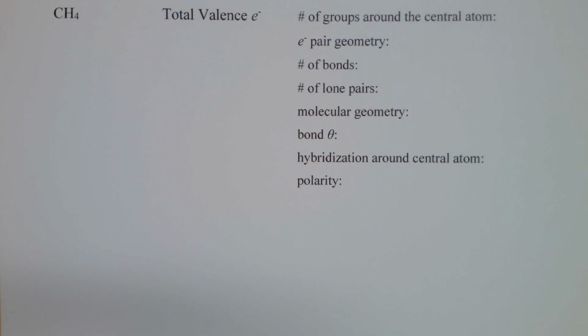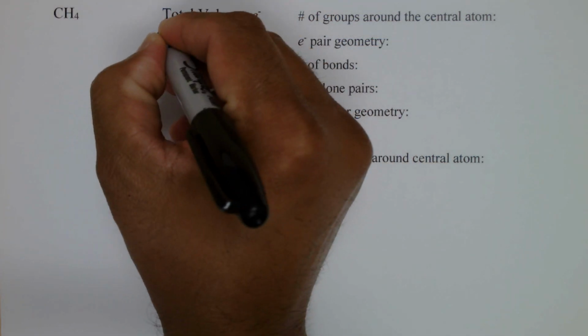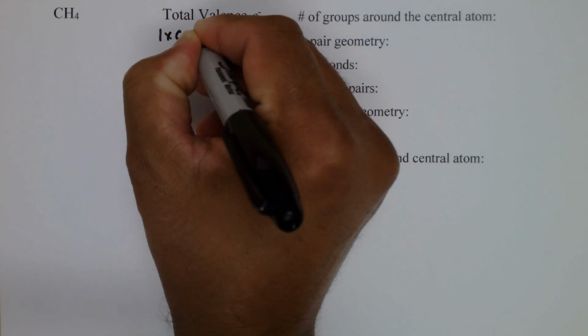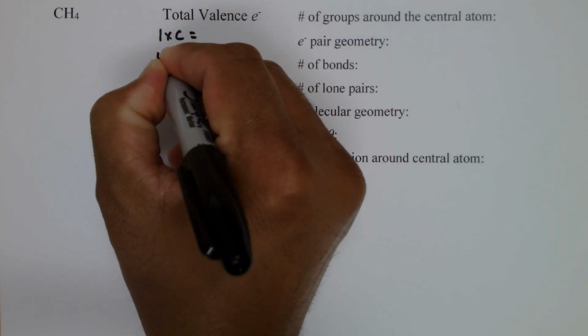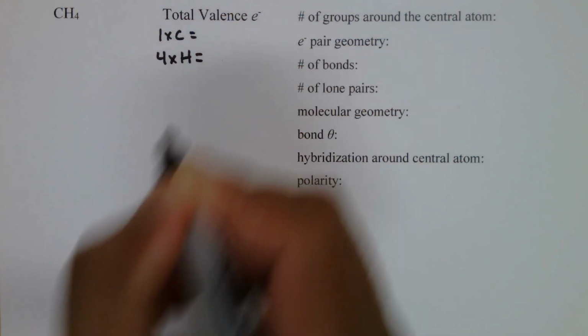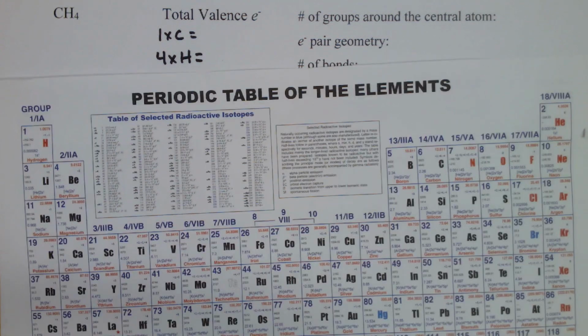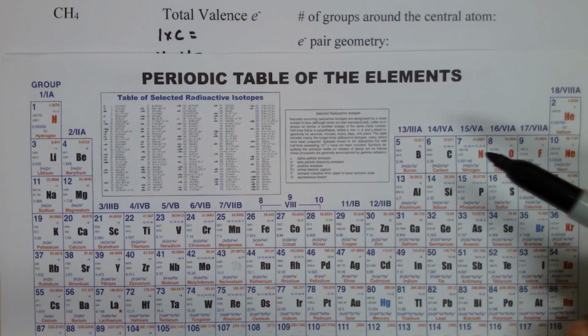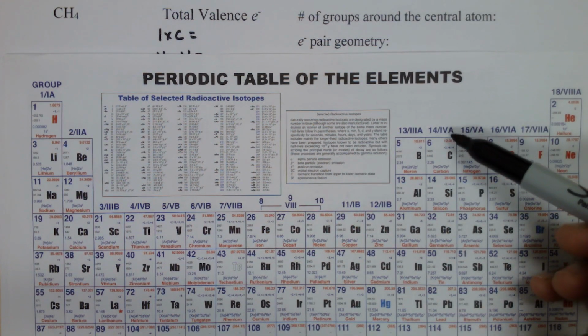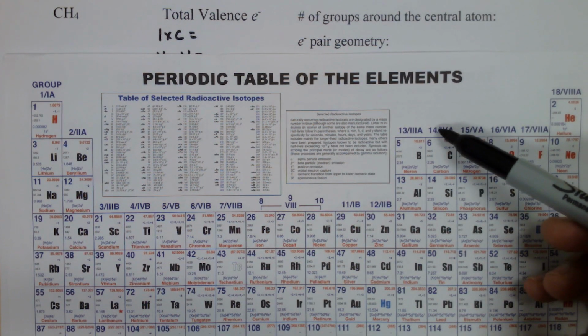So the first step to drawing the Lewis structure is to count the total number of valence electrons. Right here, we have one carbon and we have 4 hydrogen. Here's the shortcut for valence electrons. If you look on the periodic table, you just go to the top of the family. So here's carbon. We'll look at that second number here in 14. That's 4, or family 4A.